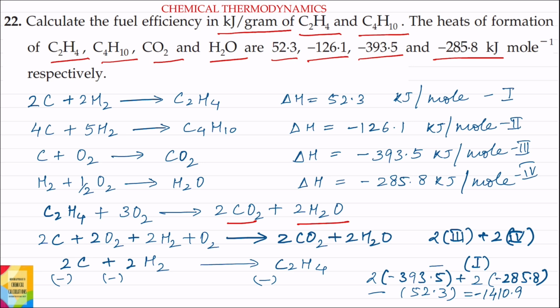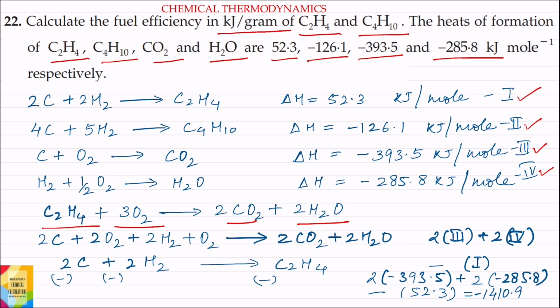तो उसके लिए इक्वेशन हो जाएगी C2H4 plus 3O2 forming 2CO2 plus 2H2O. Now equation 1 हो गई, equation for the formation of C2H4. Equation 2 is the equation for the formation of C4H10. Equation 3 is the equation for the formation of CO2 and equation 4 is the equation for the formation of H2O. Now equation for the combustion of C2H4 is C2H4 plus 3O2 forming 2CO2 plus 2H2O.